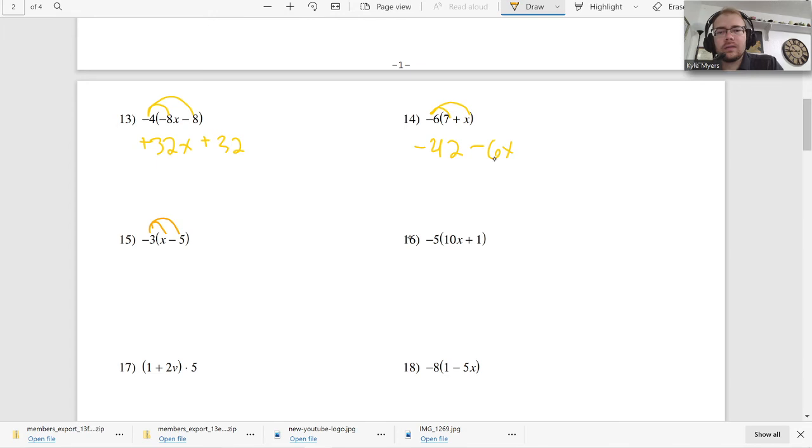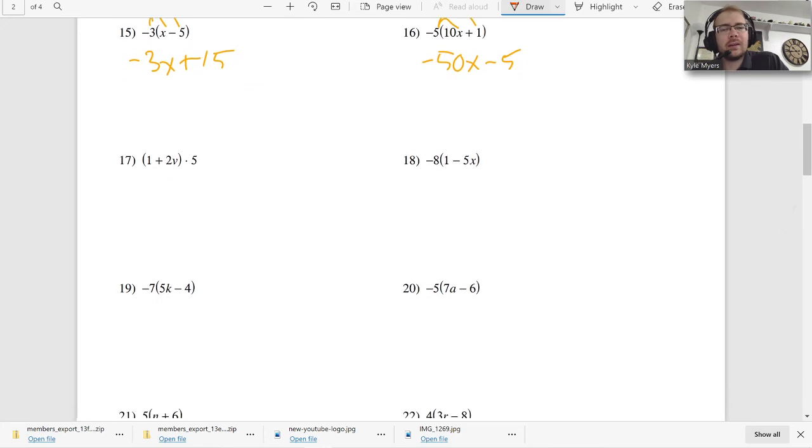Again, boom, boom. Negative 3x, that's going to be a positive. Negative times a negative, 15. Negative 5 times 10, that's a negative 50. And then there's an x. Don't forget the variable. Sometimes it's easy to focus on the numbers and forget the variable. Negative 5 times 1 is negative 5. All right. Let's see how quickly we can do these.